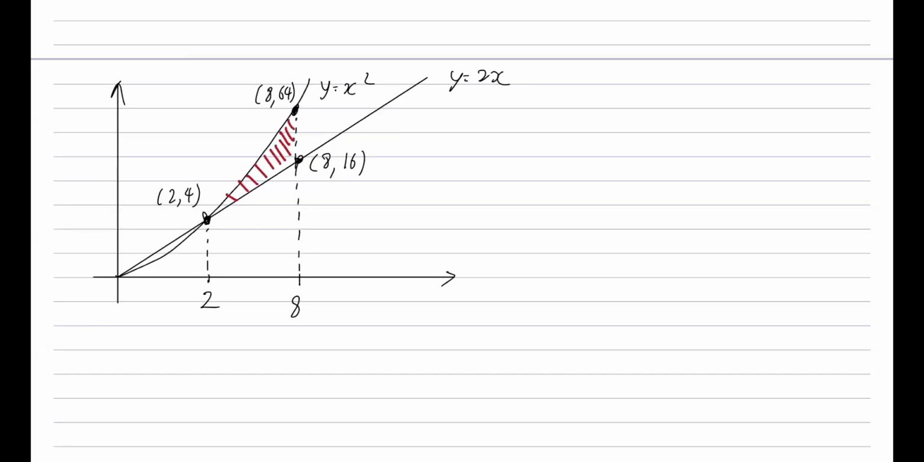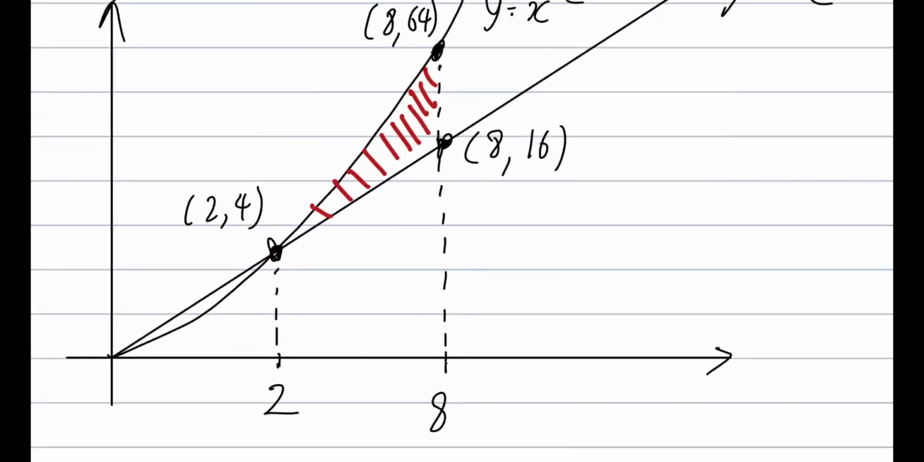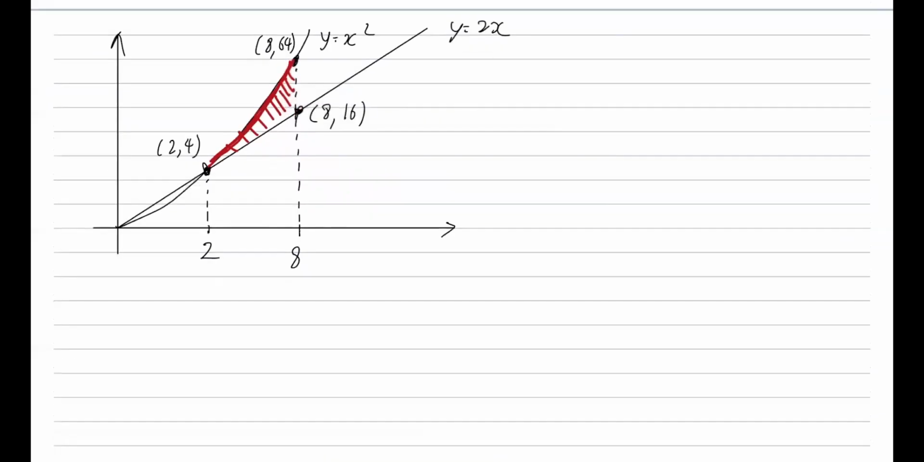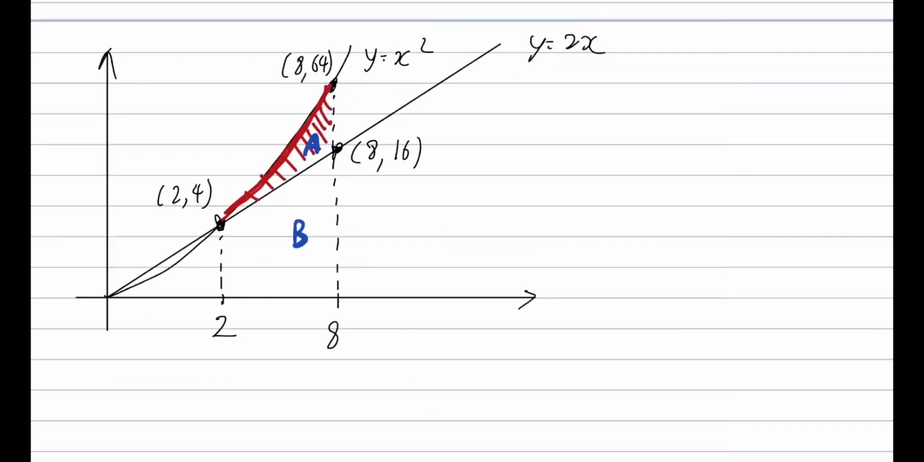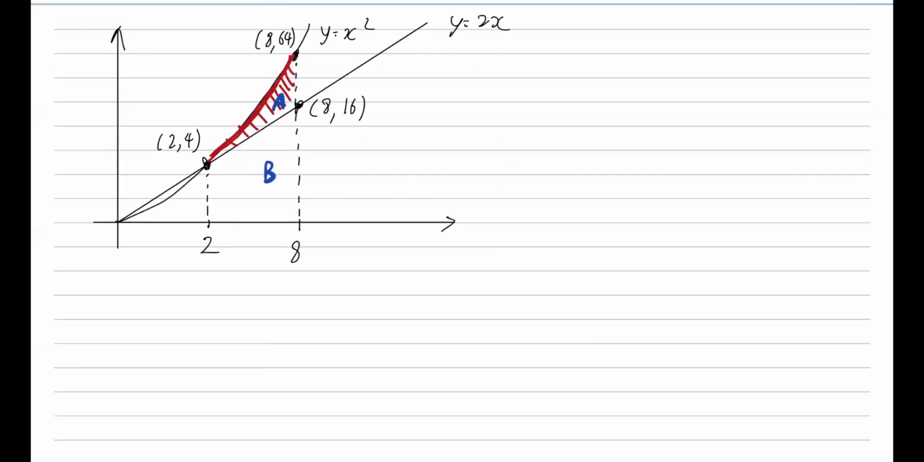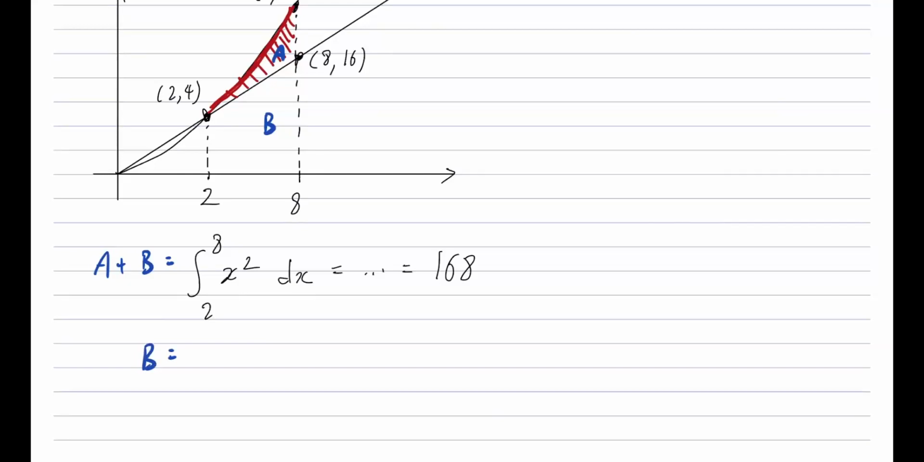This is not a normal triangle because this part here is curvy. So the solution is, what I would do is I'll label the parts. So let's say this is A, this is B. Okay, 2 parts, A and B. So A plus B, I know that the total area is really just the integral of x squared from 2 to 8. So do a bit of work, you get 168. But B itself is easy to find because it's a trapezium.